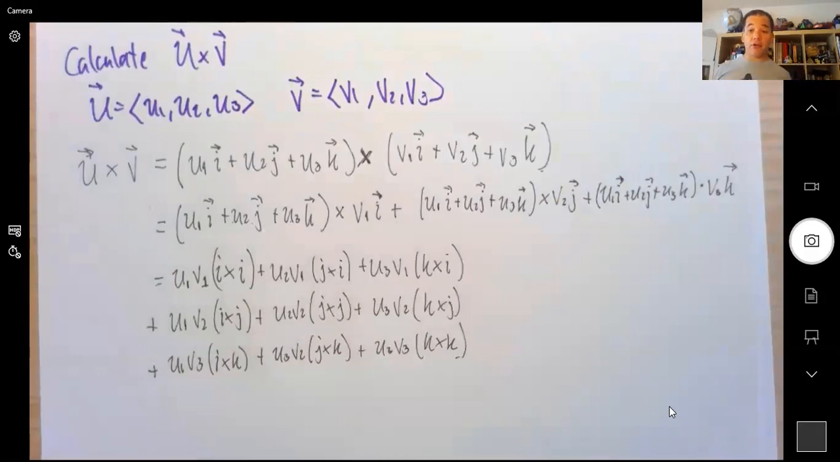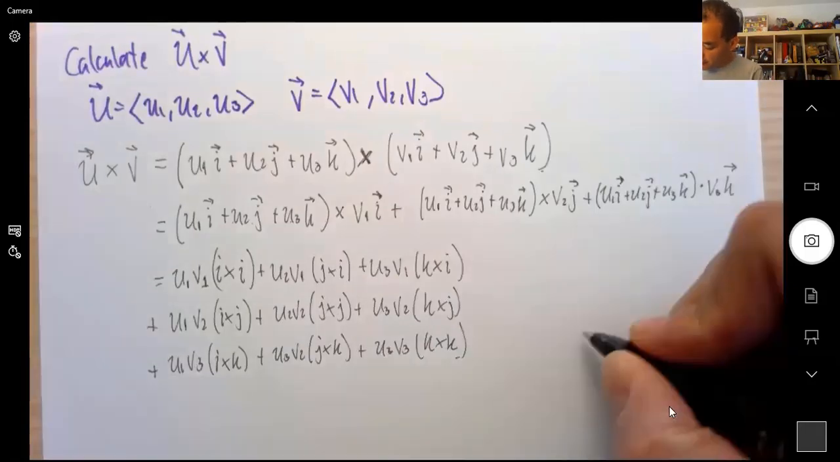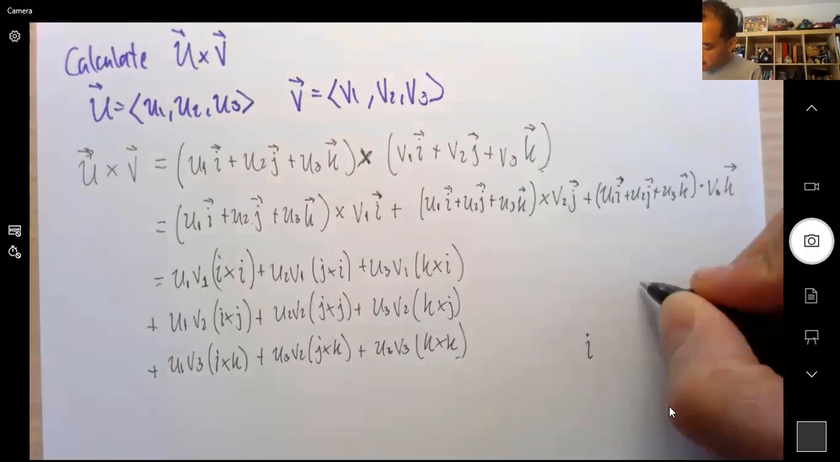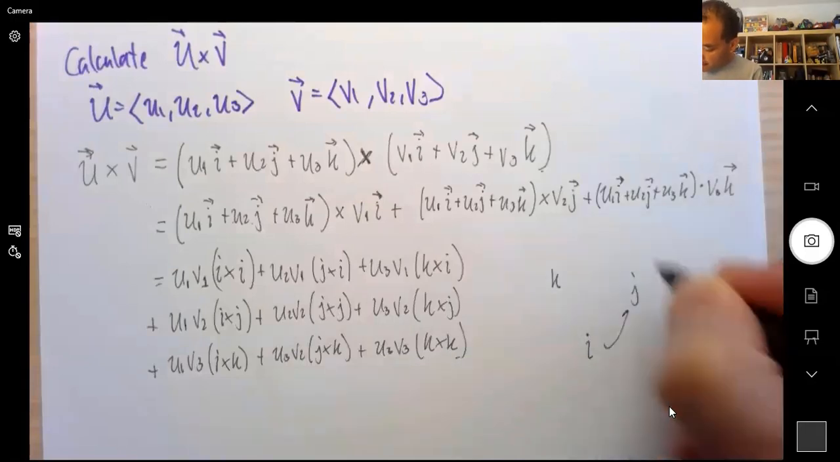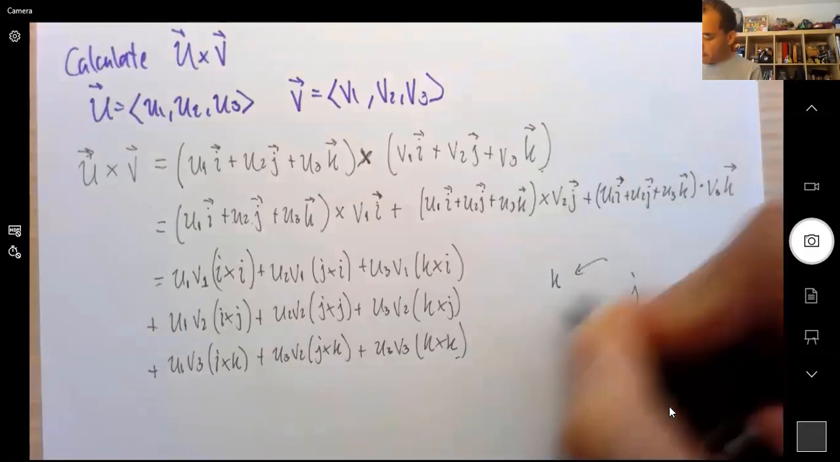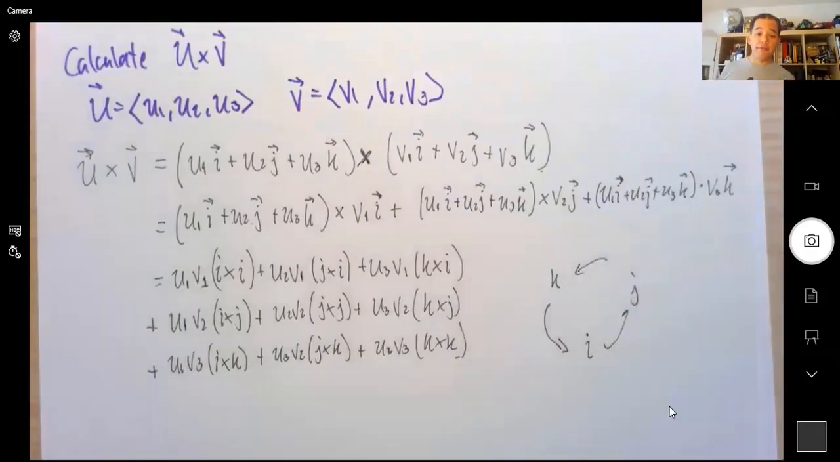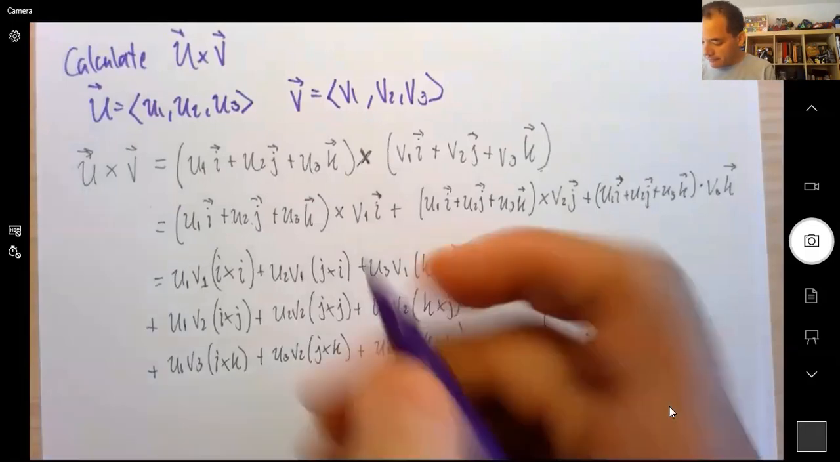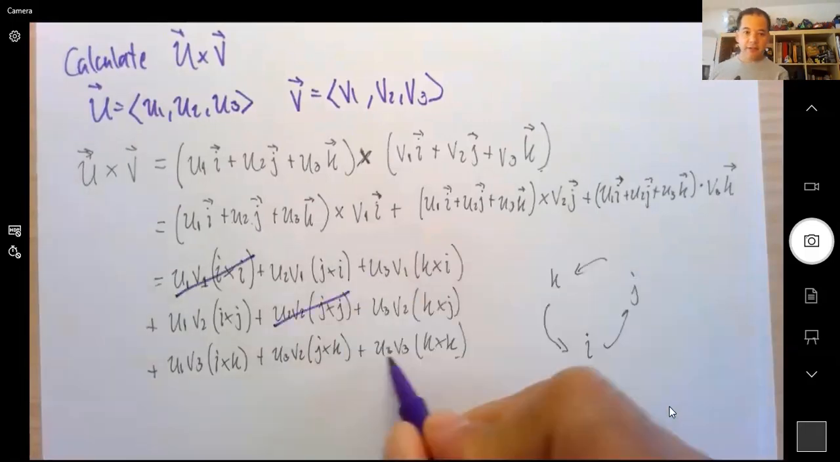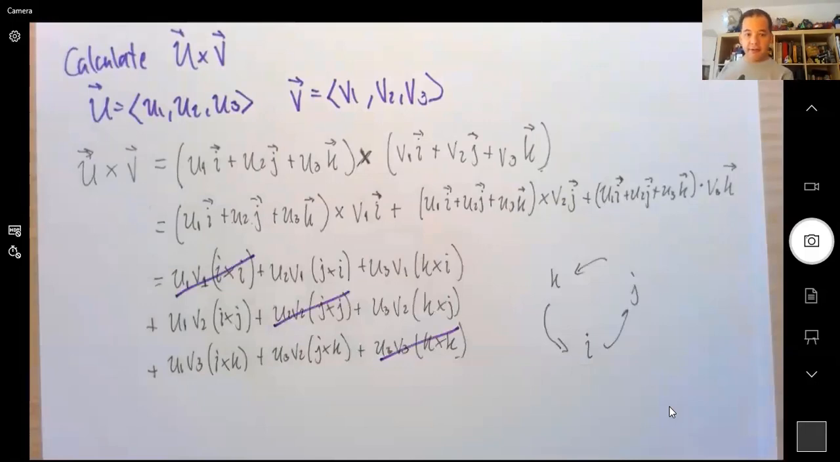Now, here is where we're gonna use what we just learned, right? Remember, let me do my little circle here. So we have I, J, and K. And if you go like this, you get the next one. And if you do it with itself, it's 0, right? So that's good because these guys are 0, right? They don't matter. And then the other ones, well, we can simplify them.